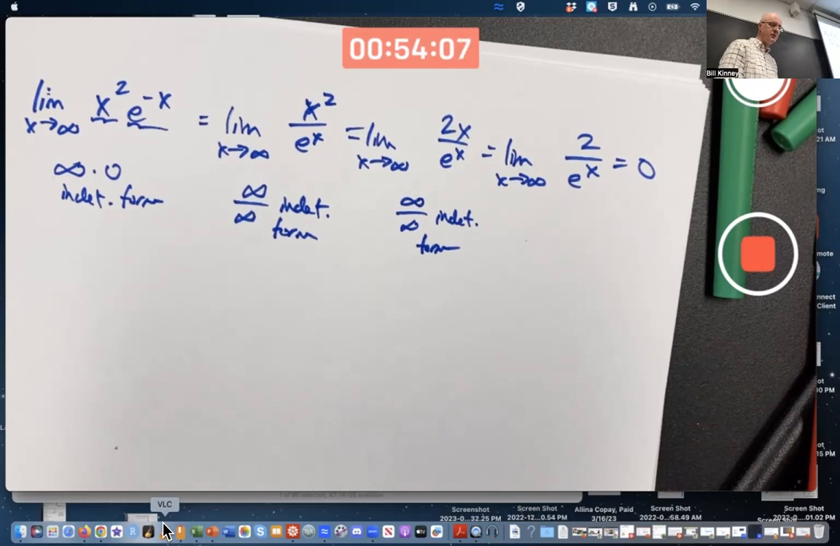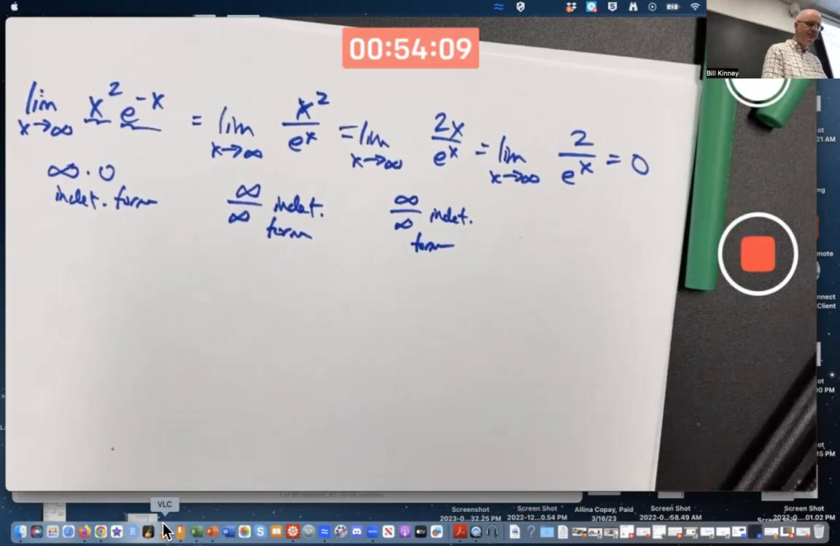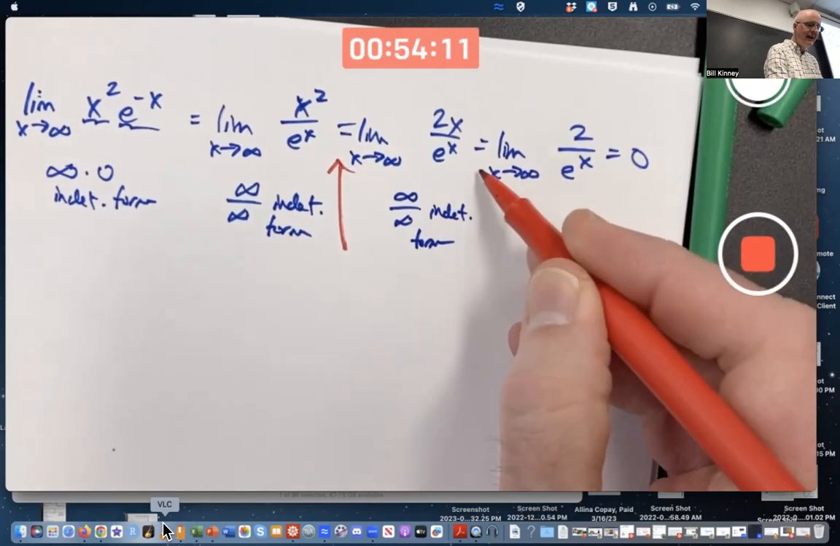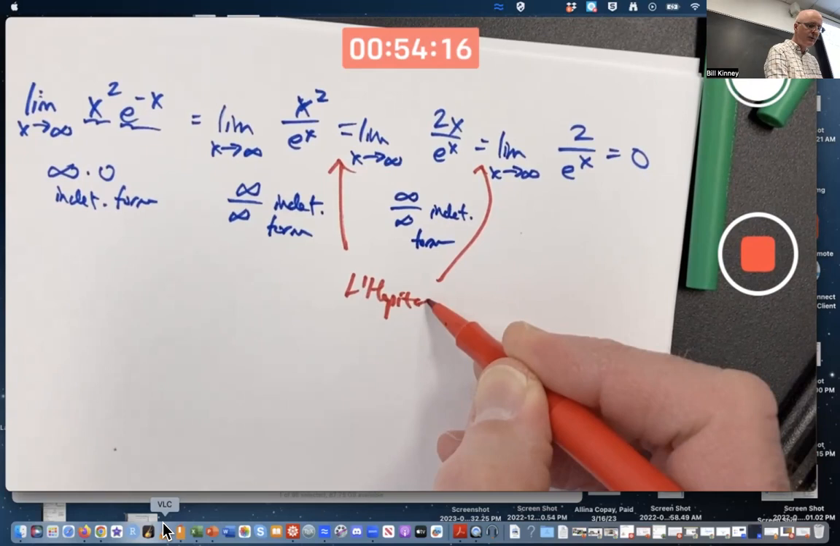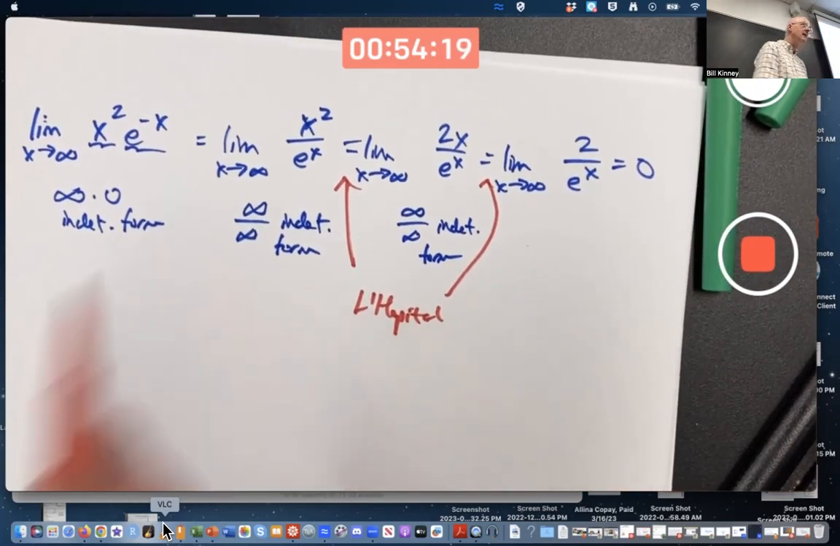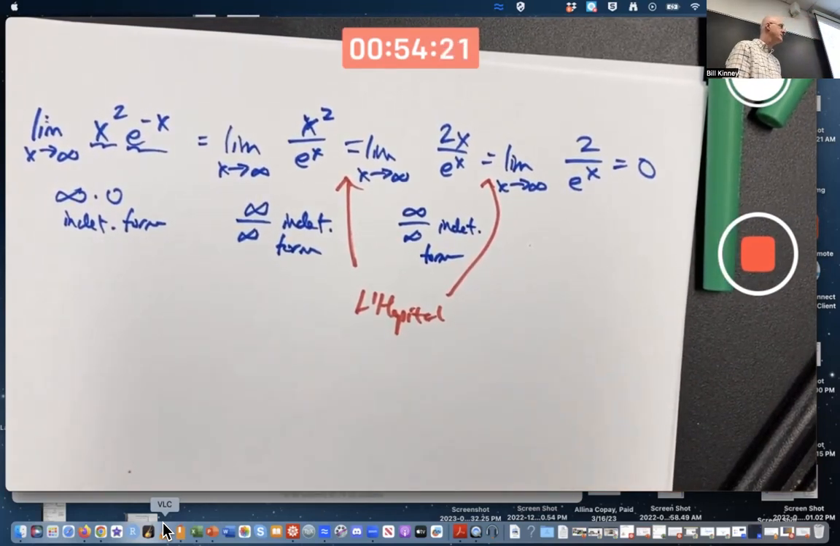So we use L'Hopital's rule twice in this example, here and here. The first step was not a L'Hopital's rule application. It was just rewriting the function in a way that makes it a fraction, so I could apply L'Hopital's rule. Yes, an infinity over infinity is an indeterminate form to which you can apply L'Hopital's rule. Just need to keep doing lots and lots of examples here.